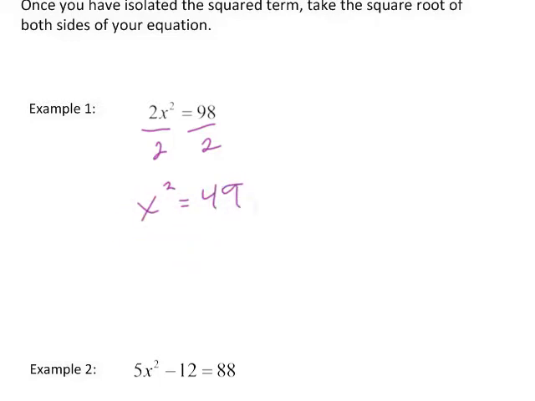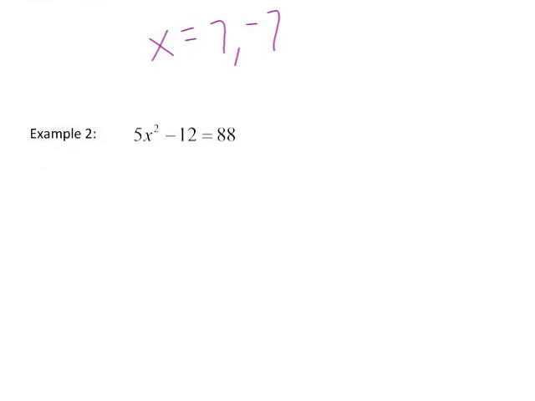Now that x squared is isolated, we can take the square root of both sides. Remember, on the right-hand side, when you take the square root, you want to put that plus or minus in front, and you get both answers. Then we get x equal to 7 and negative 7.